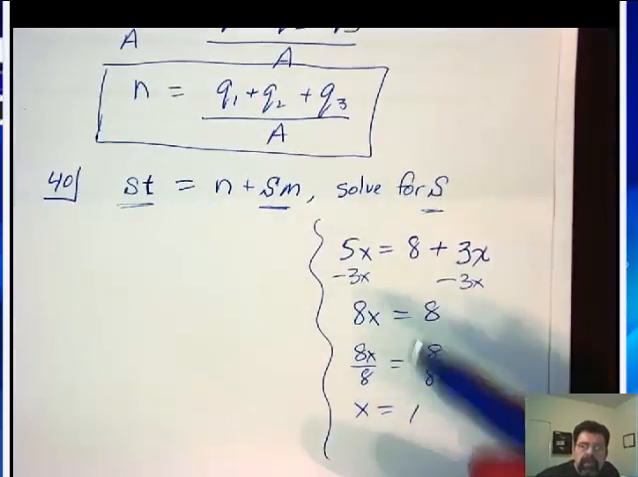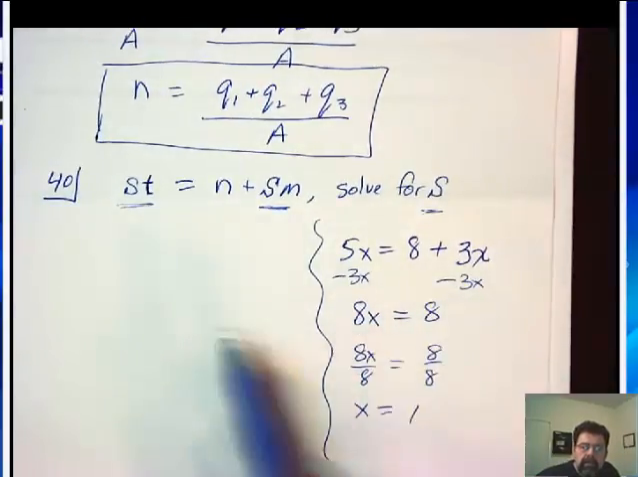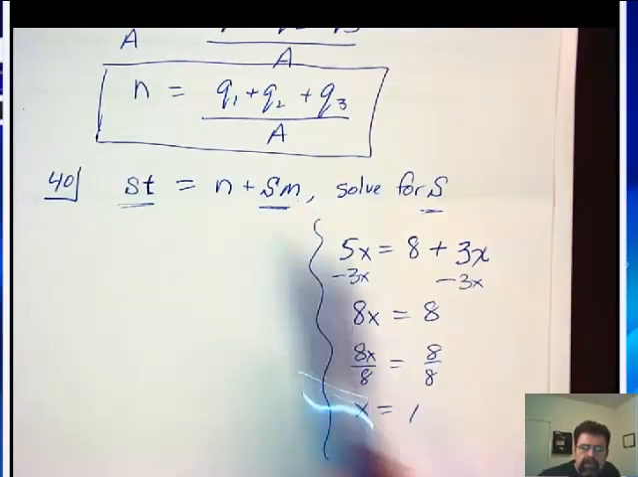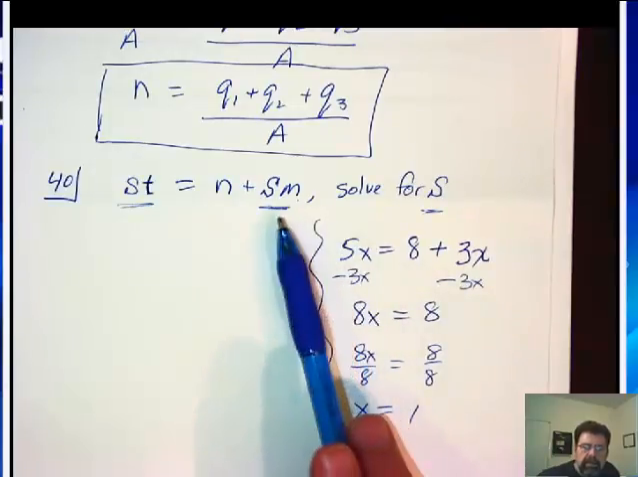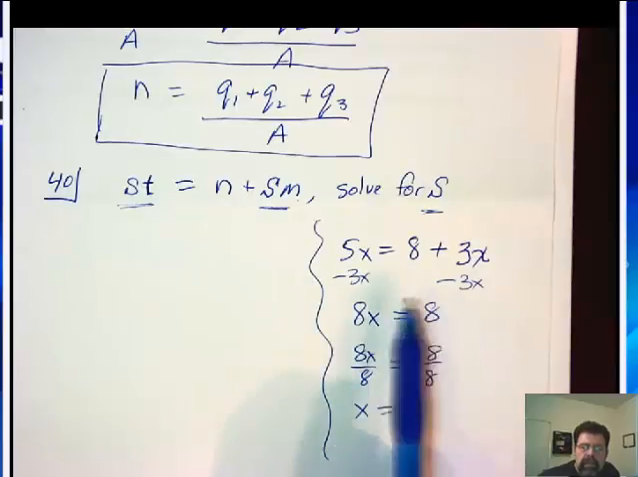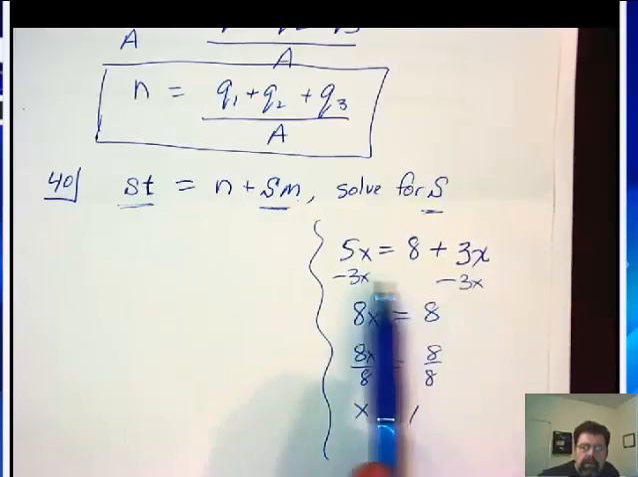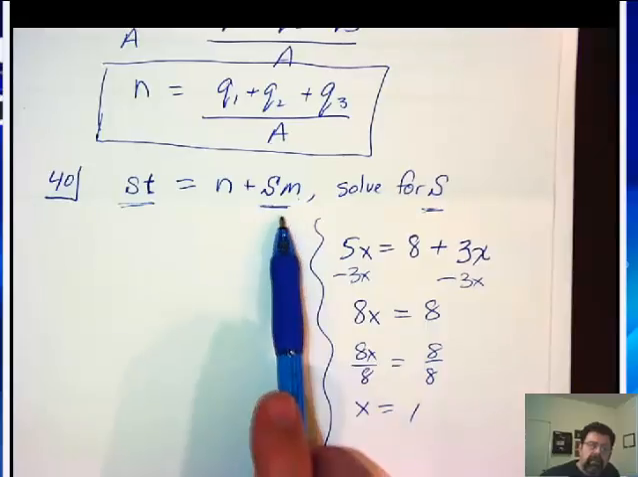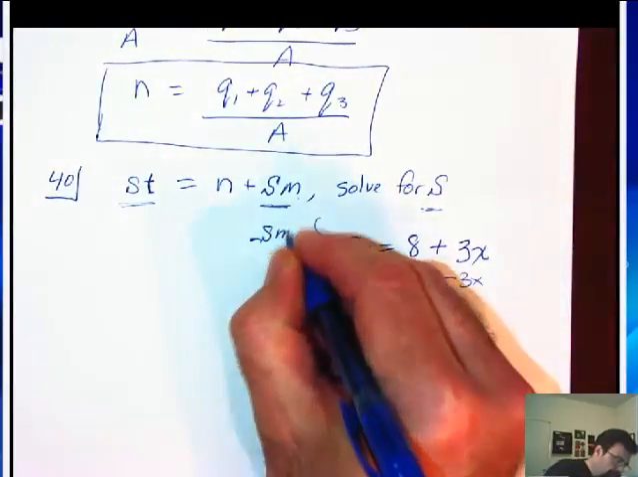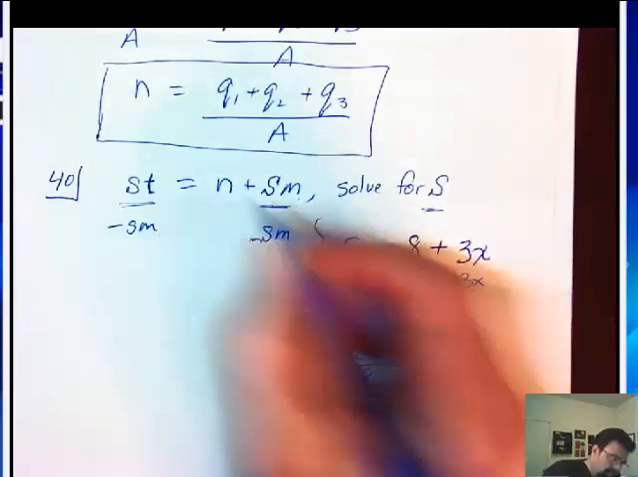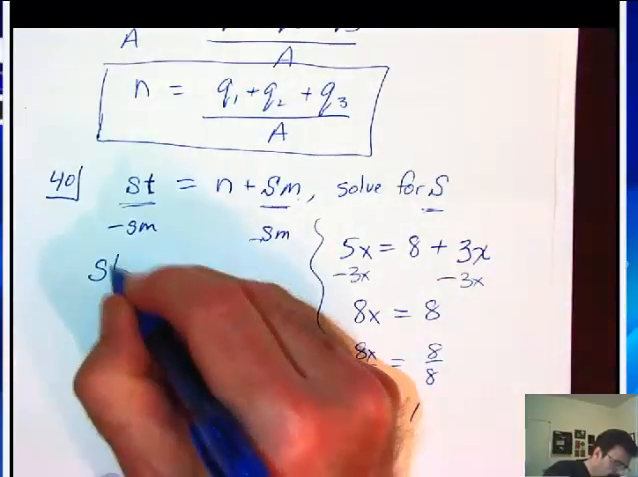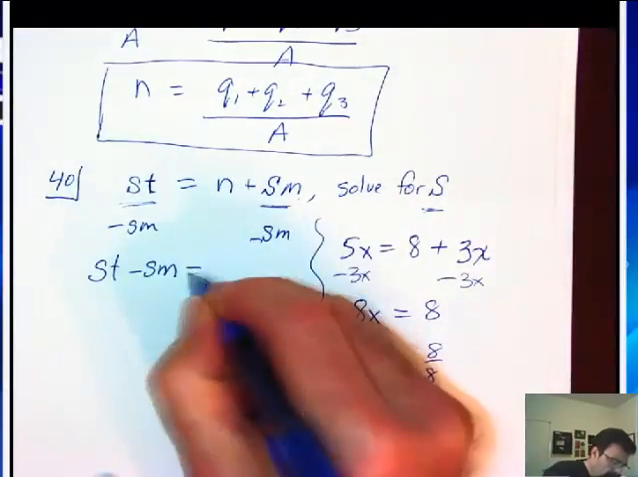So we're going to follow this outline again. And we're viewing the t, the m, and the n as numbers. And the s is our x in this case. So we're trying to get s by itself. So our first step is get all the variable terms on the same side. So I need to get rid of this variable term. So I'm going to subtract SM from both sides. So we get ST minus SM equals n.